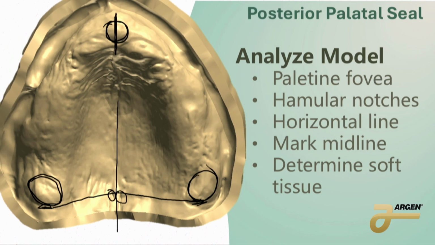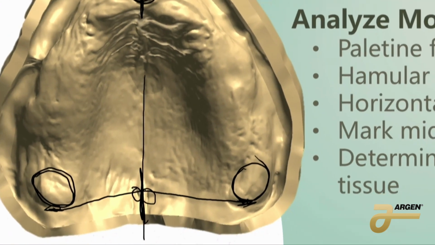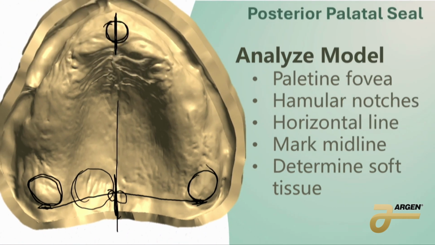You can measure the distance between each hamular notch, and you can find your center, if your center line is not obvious to find. And then it says determine soft tissue. So this is kind of vague, but with some impressions you can see the difference. Here you can see the model changes a little bit in this area. You can see how the material looks a little bit different. This was a pretty good impression from a practitioner I was working with. So with this one I can tell where the soft tissue ends.